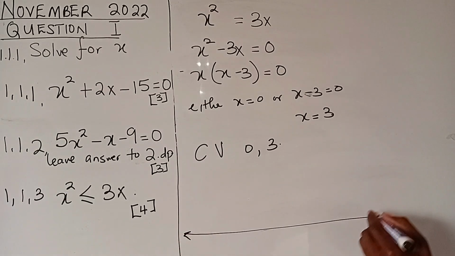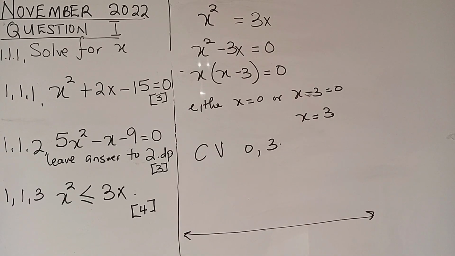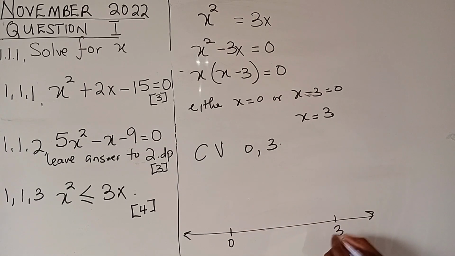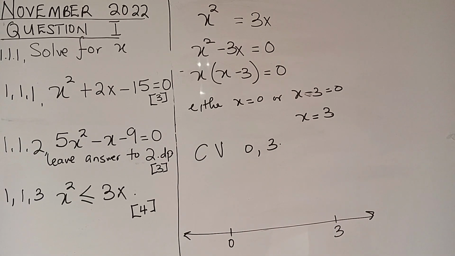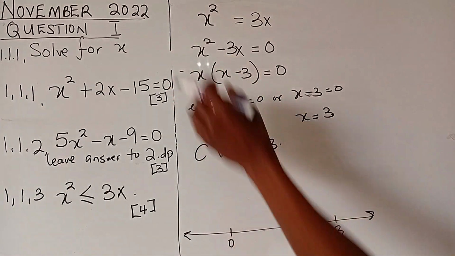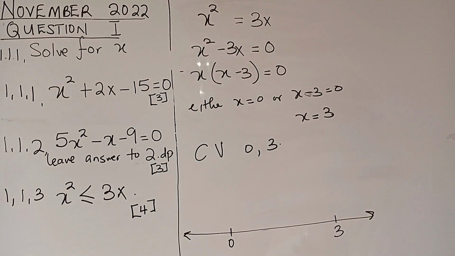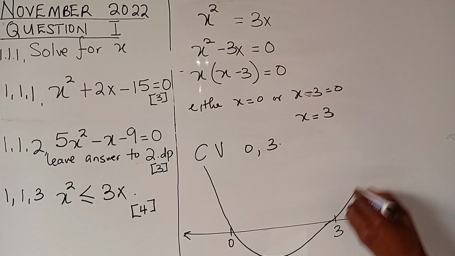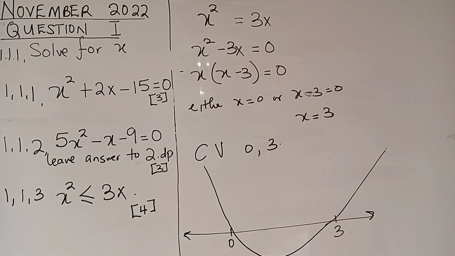So how do you use your graph? You draw a number line, then you put your critical value 0 here, and 3 here, then you look at your graph. Is it a happy parabola or a sad parabola? Because the coefficient of x squared here is positive, it's a happy parabola. It's going to be like this, with a smiling face.